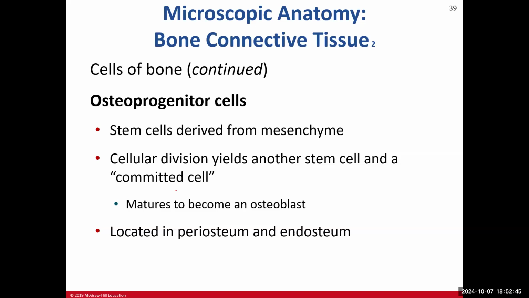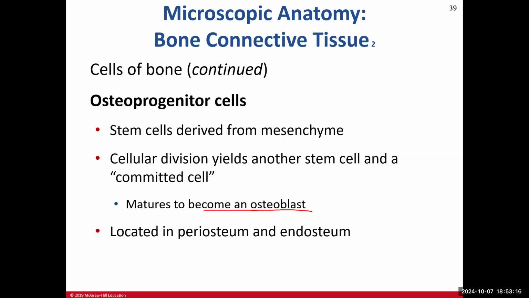And they got an easy job. Their job is to divide. And when they do, they make 2 cells. One cell is going to be another osteoprogenitor cell, so it can divide again at a later time. And then the other cell that it produces is called the committed cell. And this committed cell is going to grow up and become an osteoblast.